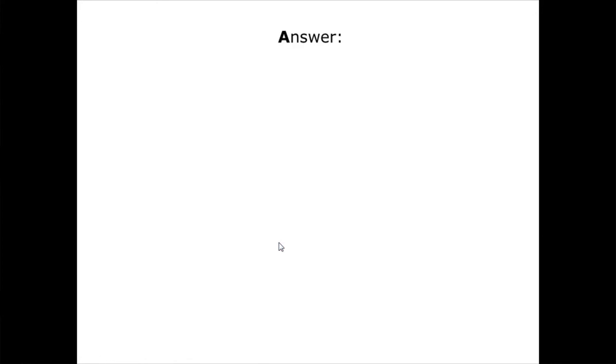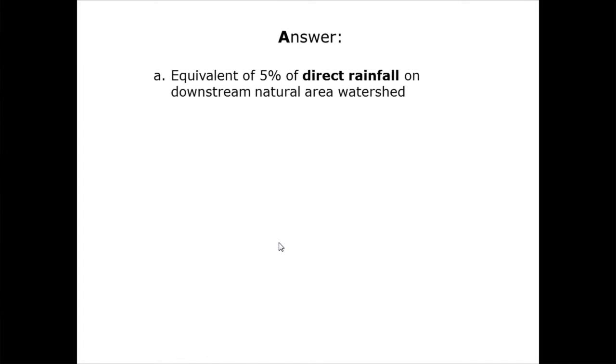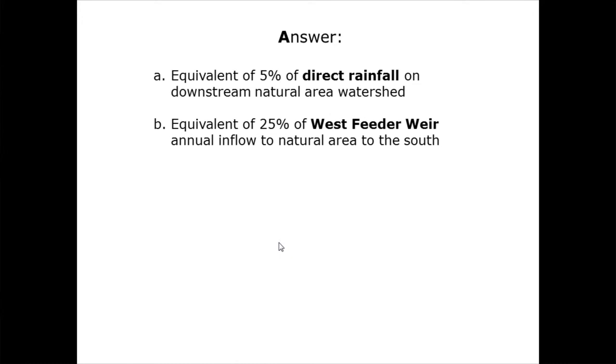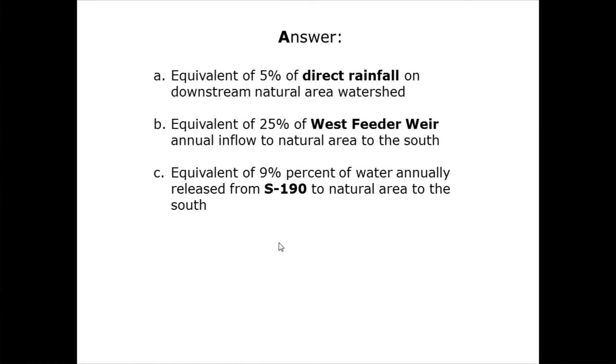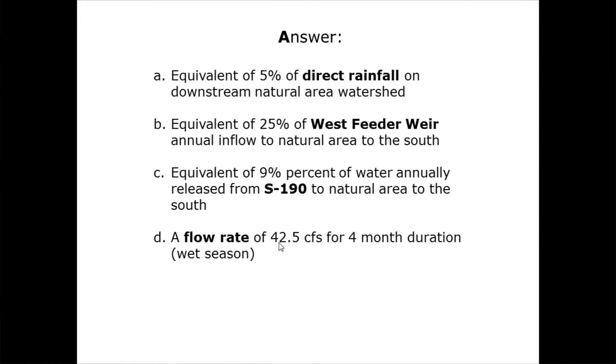So is there water available, and how much fractionally does it compare to those different elements of the system? Remember that the amount we're looking to release south, for discussion purposes, if we choose the 5% of direct rainfall, is equal to 25% of the water on an annual basis flowing over the West Weir, which is equal to 9% of the water flowing through the S190 on an annual basis, which is equivalent to about 42.5 cubic feet per second for a 4-month duration, which over an annual volume is around 11,500.